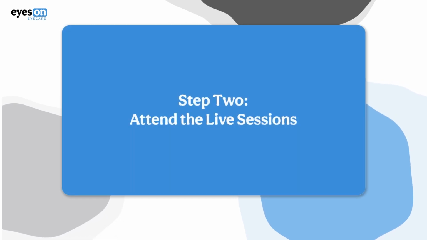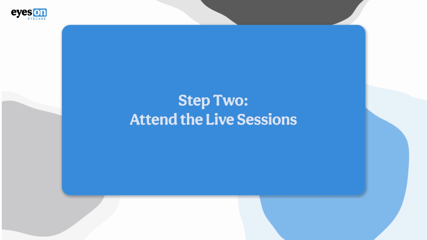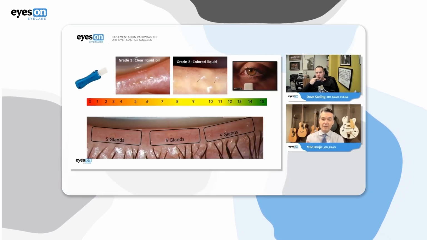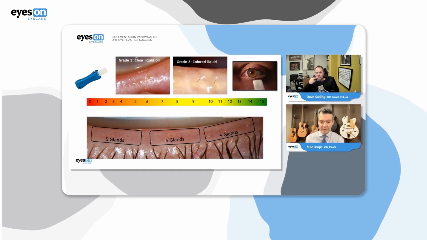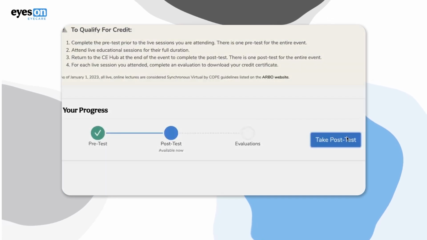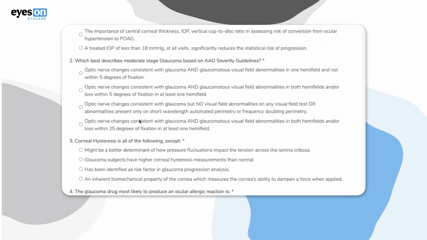Step 2. Attend the live sessions. After you have submitted your event pretest, you will now want to tune in for the education that takes place during the event dates. Step 3. Take the post-test. Once the event has concluded, the event post-test will be available for you to take.